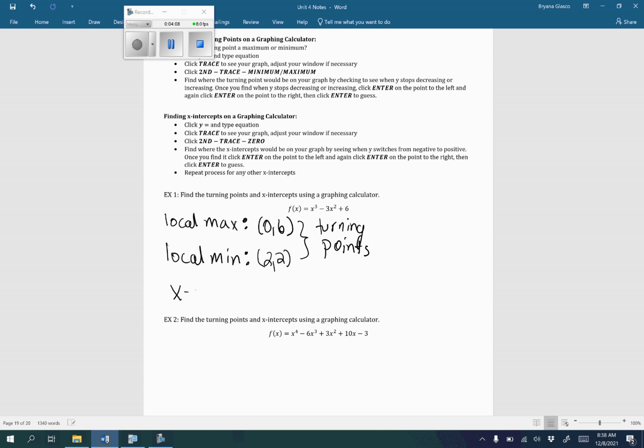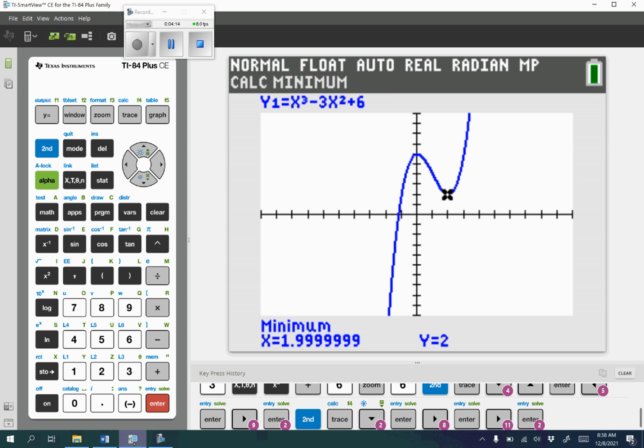Okay, now let's talk about the x-intercepts. When we write this, we're going to write it as an ordered pair as well, like we've done with our max and mins. Now notice we only cross the x-axis once, so we only need to find one x-intercept. So now let's just talk about this and combine all the information you have learned.